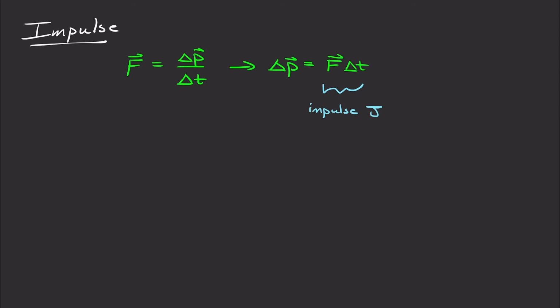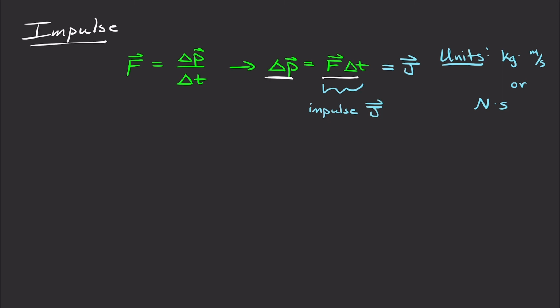Okay? And because force is a vector, impulse is also going to be a vector. So the units of impulse are going to be kilograms times meters per second, or it's going to be a Newton times a second. If you look here, a force times a time is a Newton times a second, but it also has units of momentum, or kilogram times meter per second, mass times velocity.